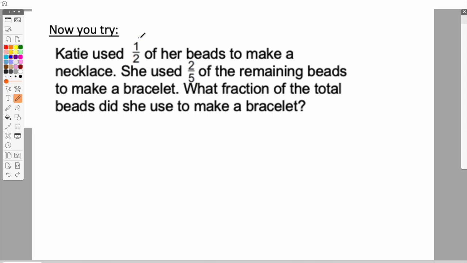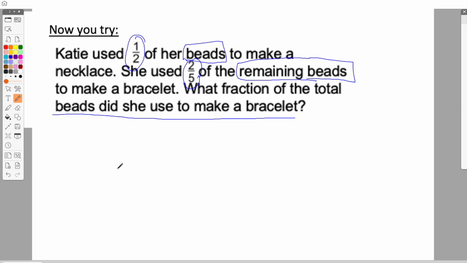All right, so I'm going to circle my things again. 1/2 and 2/5. We know that the key is beads or remaining beads, so we're going to box that. And then we're going to underline what fraction of the total beads did she use to make the bracelet.